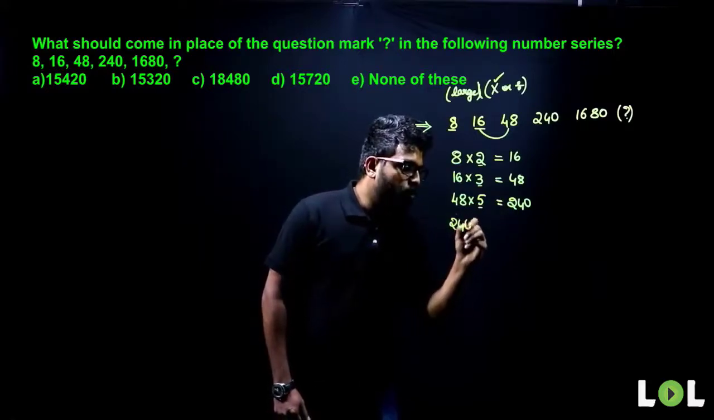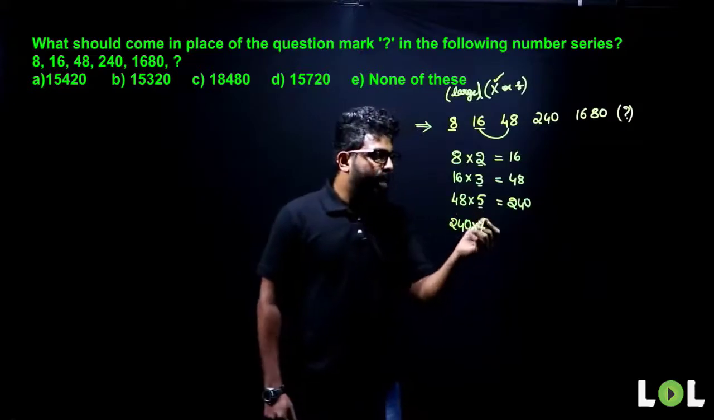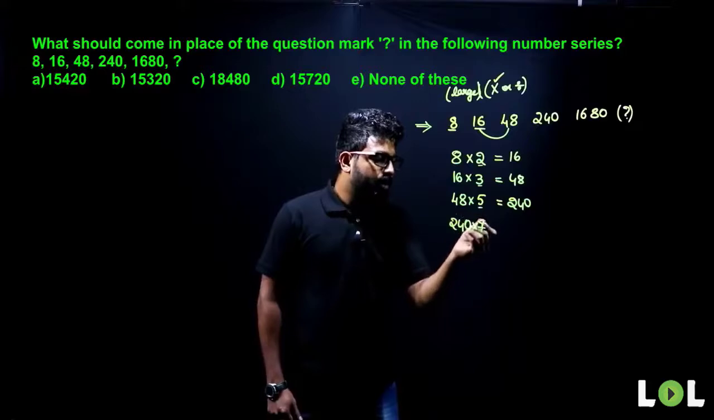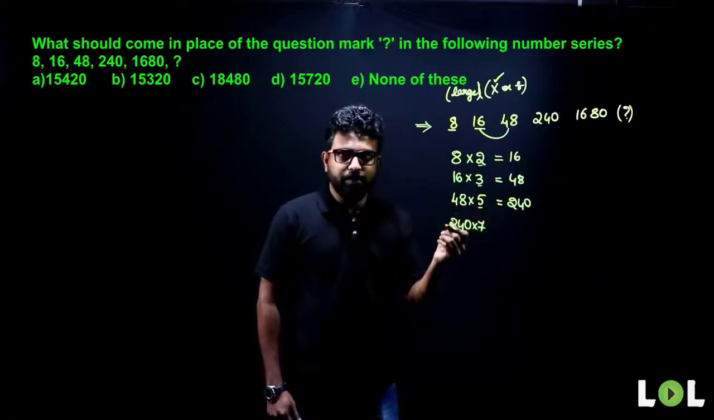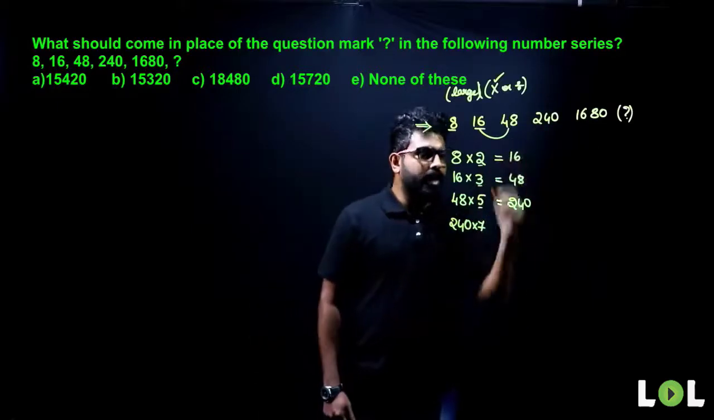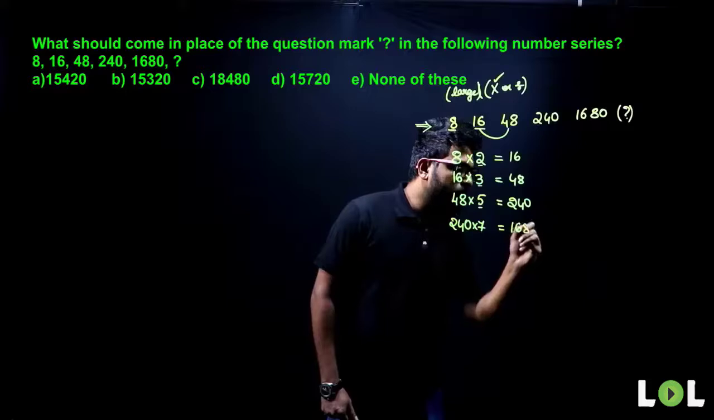I'll multiply 240 with 7 and check that. So if I multiply 240 with 7, what do I get? 200 into 7 gives me 1400. 40 into 7 gives me 280. 1400 plus 280 gives me 1680. So I'm getting my right answer here, 1680.